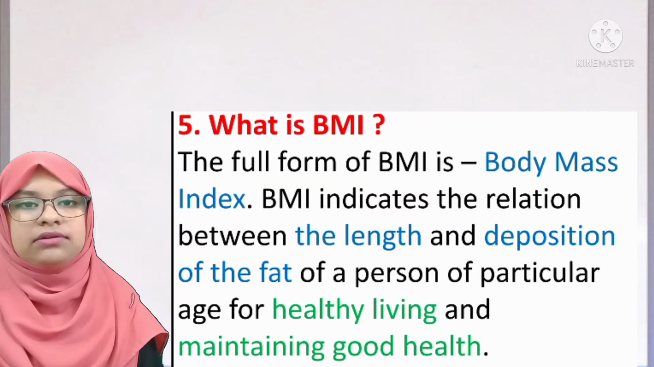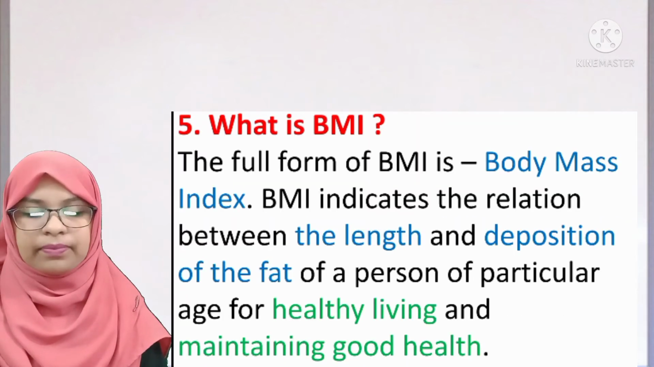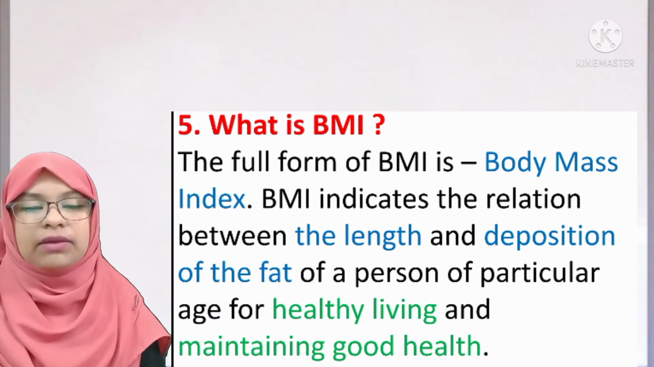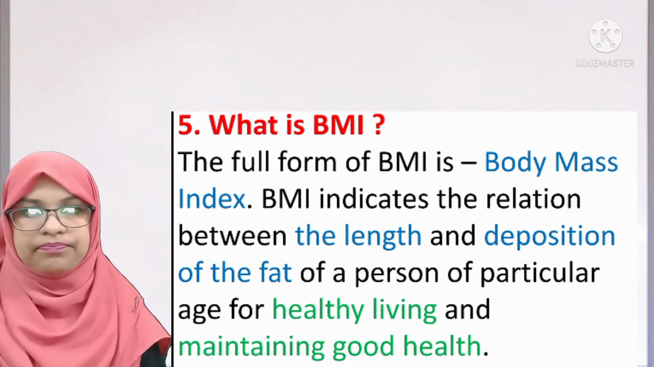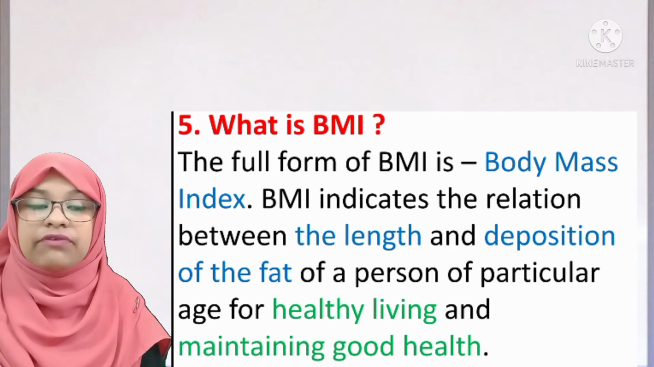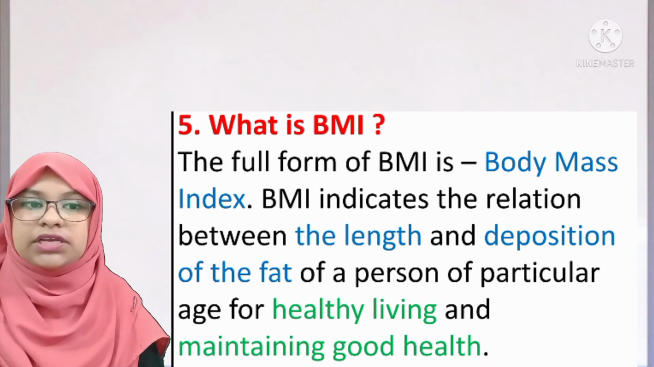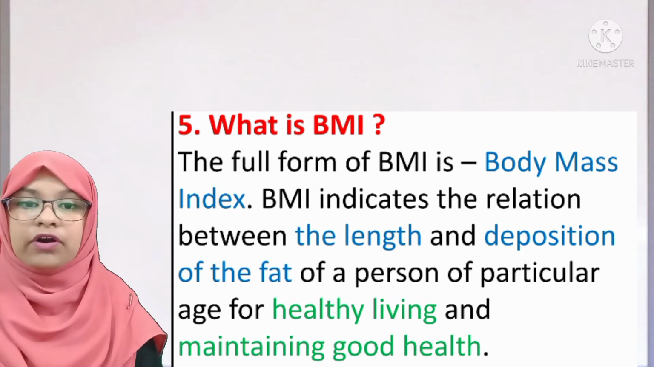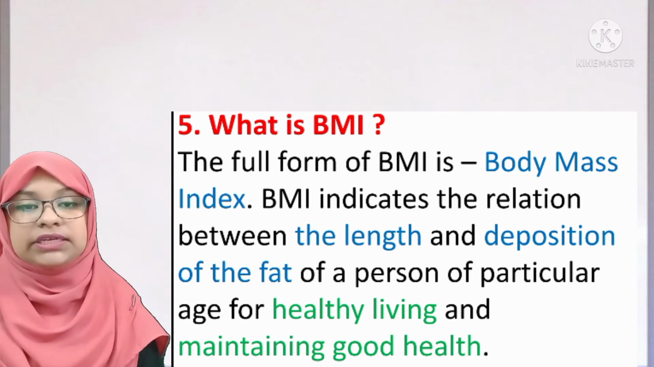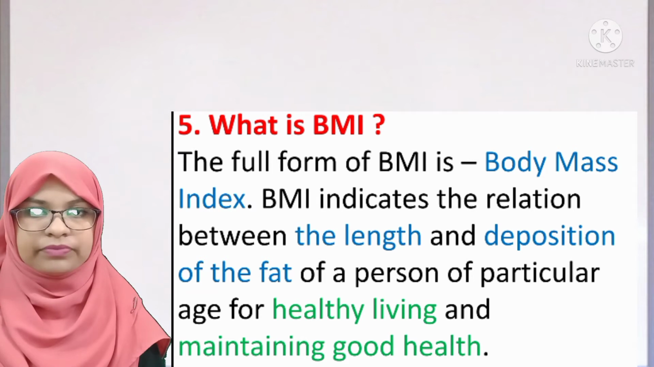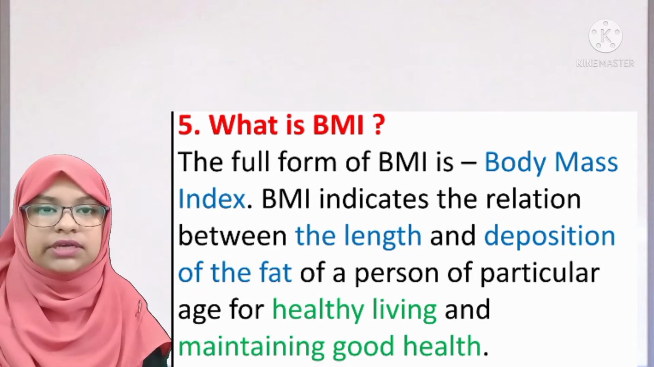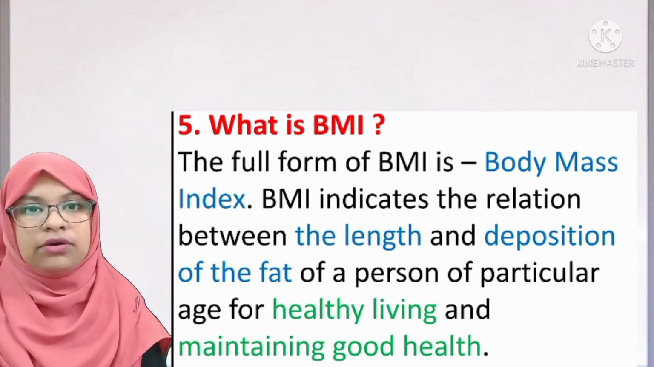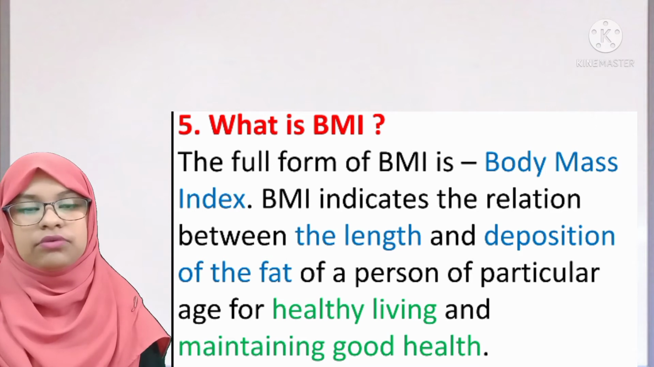Our fifth question is, what is BMI? The full form of BMI is body mass index. BMI indicates the relation between the height and weight or fat deposition of a person of a particular age for healthy living and maintaining good health. If we know the height and weight of a man, we can know easily the BMI of this man.